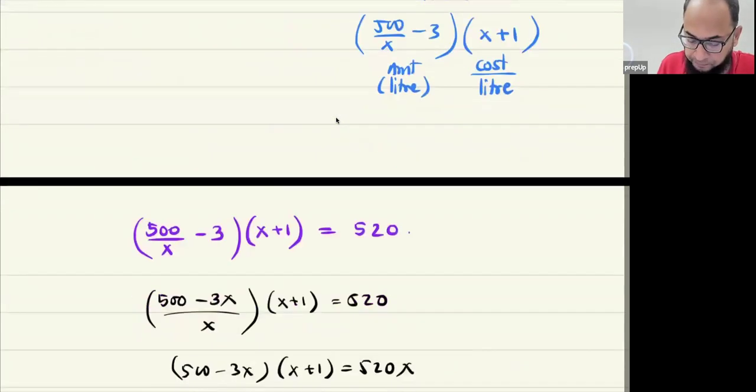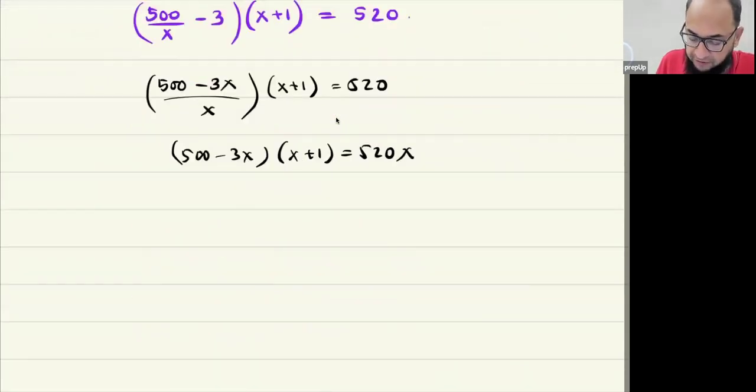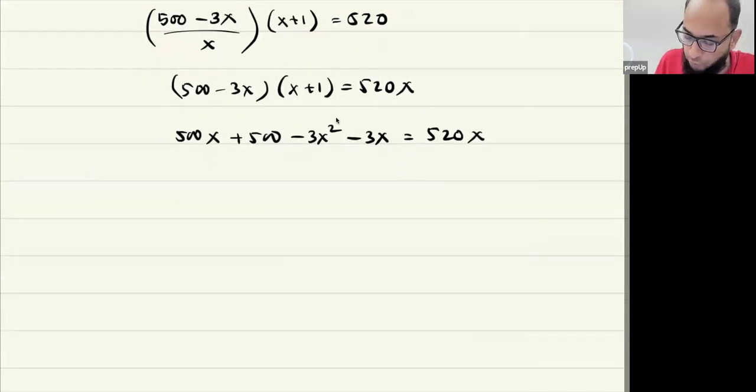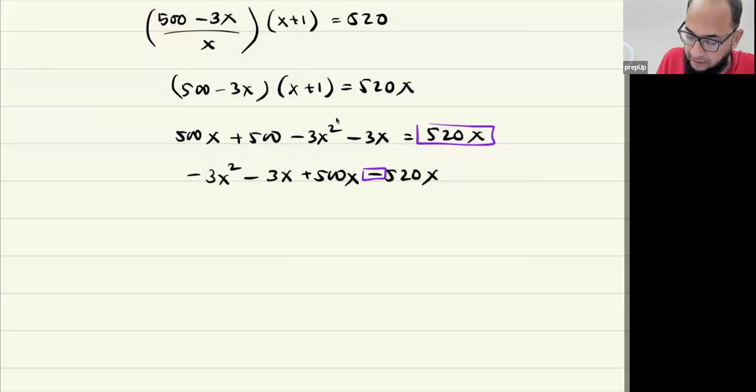Let's see. So now this is 500 into x. 500 into 1 is 500, negative 3x square. Negative 3x is equal to 520x. So therefore, this is negative 3x square. Negative 3x plus 500x. And this is negative 520x. So let me just double check. This 520 going to the other side. This negative 3x, this negative 3x, this positive 500x, this is positive 500x, that's all good.